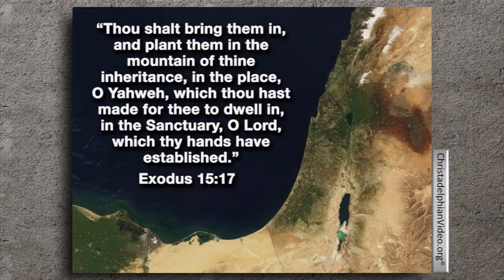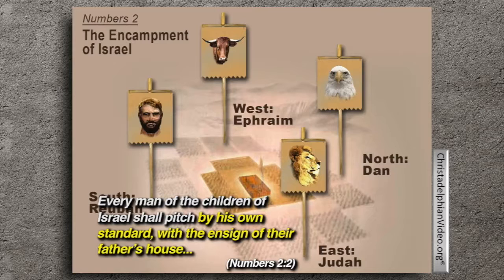And it's interesting because he says, thou shalt bring them and plant them in the mount of thine inheritance, in the place, O Yahweh, which thou hast made for thee to dwell in, in the sanctuary, O Lord, which thy hands have established. The word there for plant, funnily enough, is the same word as pitched, as in planting a garden eastward in Eden. So we see that we now have a new canvas where God will endeavor to bring about his purpose of filling the earth with those who manifest his character or his glory. The nation of Israel then was planted in the wilderness in a specific formation.